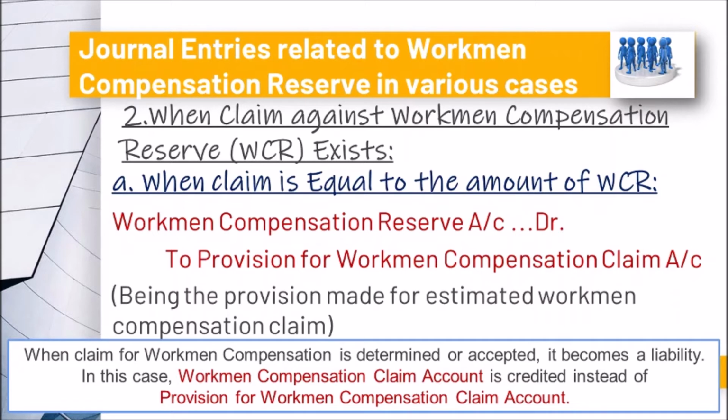One more important point here, I told you in chapter number 4 as well: when a claim for workman compensation is determined or accepted, it becomes a liability. Okay, in this case, workman compensation claim account is credited instead of provision for workman compensation claim account. So you'll have to see in the question, if the question says that the claim has been determined or accepted, then it becomes a liability, not a provision.